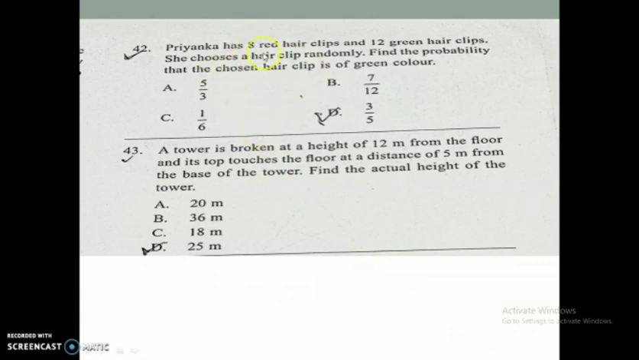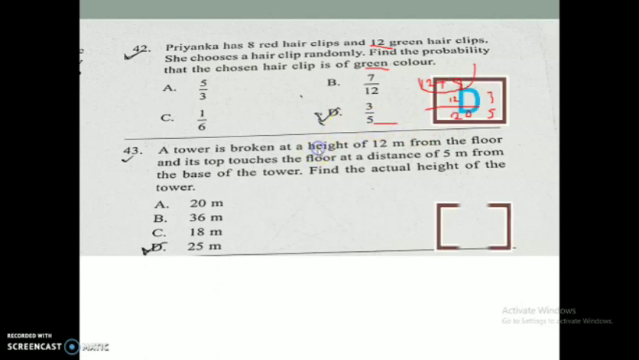Question number 42. Priyanka has 8 red hair clips and 12 green hair clips. So the total number of hair clips are 8 plus 12. It is 20, and she has to select the hair clip randomly, that is of green color, and there are 12 green hair clips. So 12 divided by the total clips, 12 divided by 20, gives out the probability required as 3 by 5. So the option D is the correct answer for question number 42.